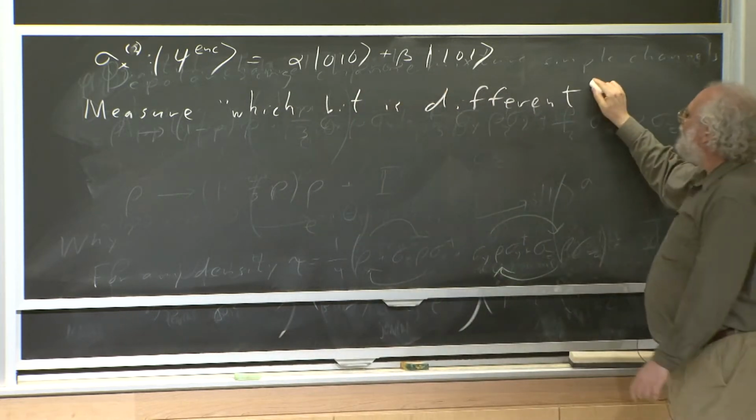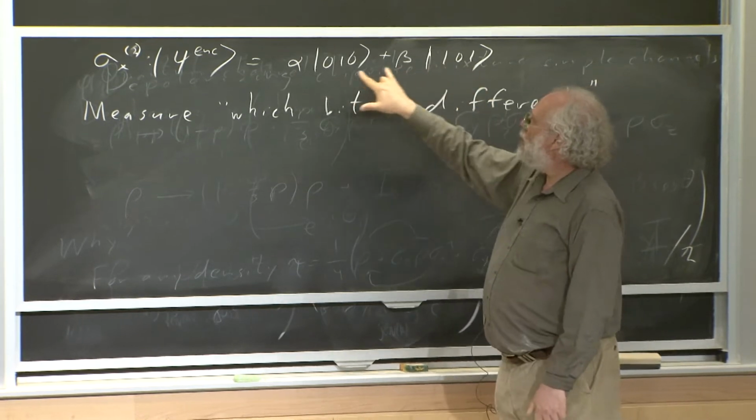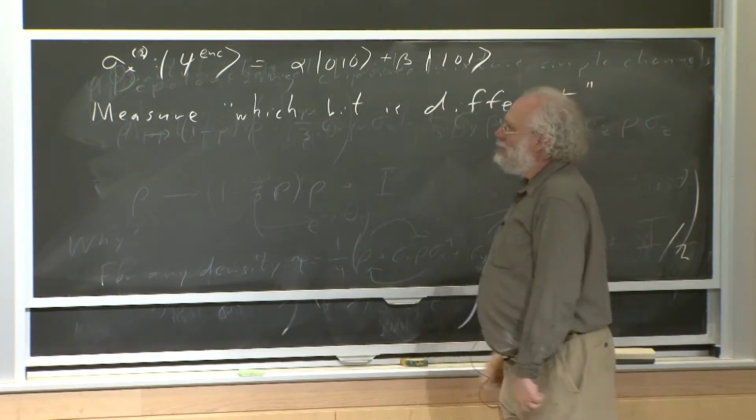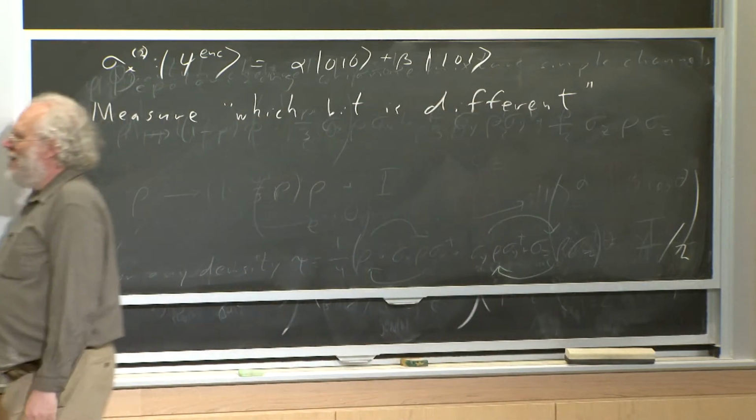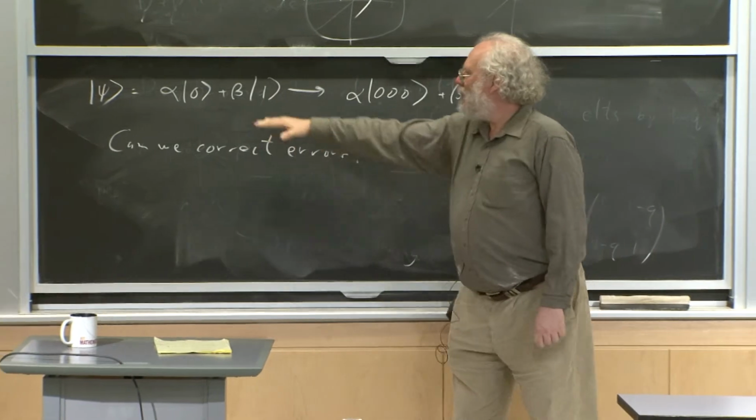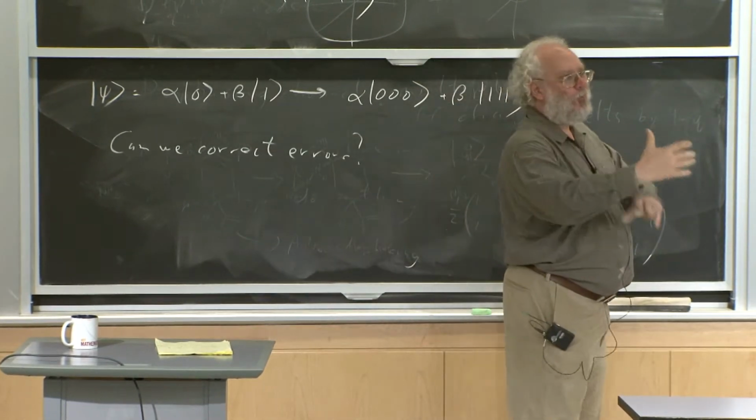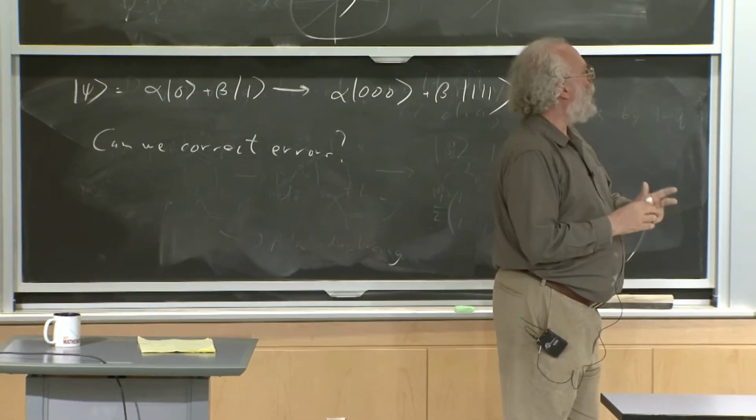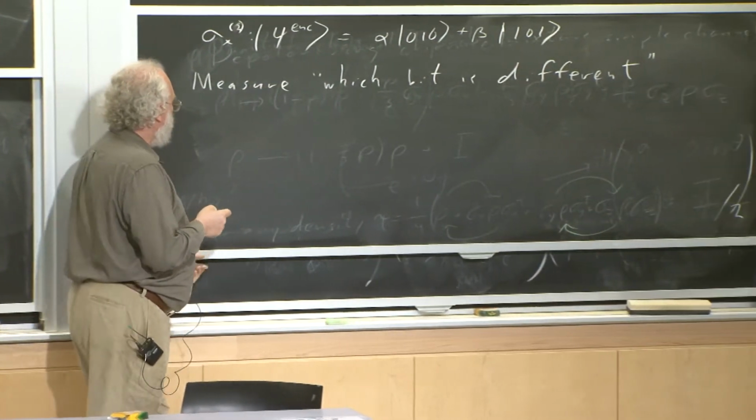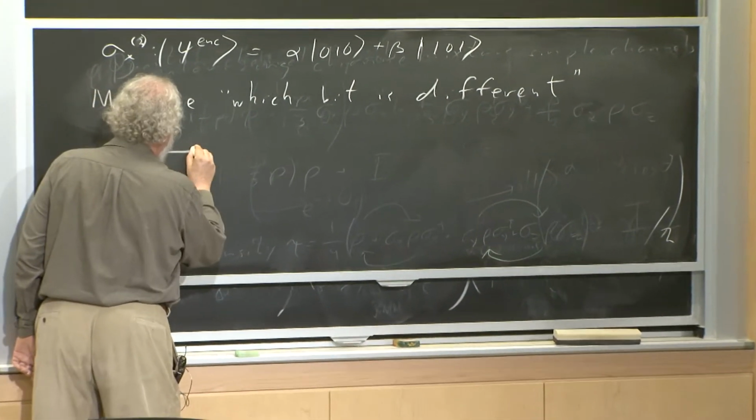Now, you would like to measure which bit is different without measuring all 3 of these bits, because if you measure all 3 of these bits, you destroy the superposition in the code, alpha 0 plus beta 1. We'd like the same superposition to come out of the code after you've decoded it. So how do you measure which is different? Well, actually, that's pretty easy.